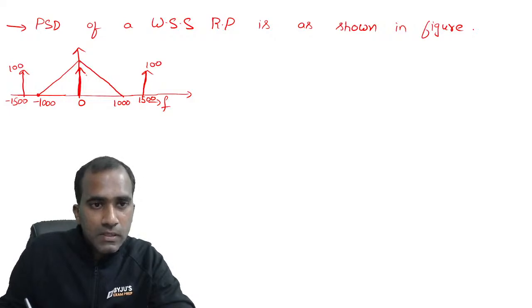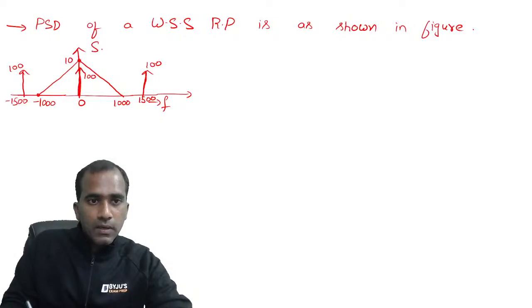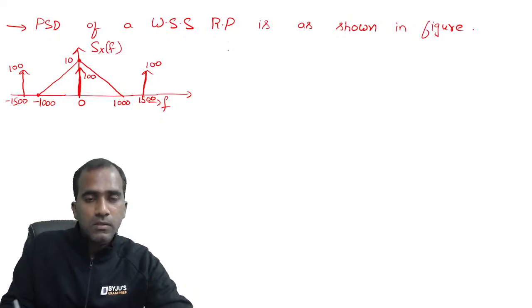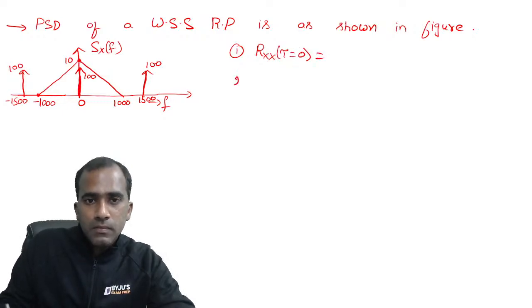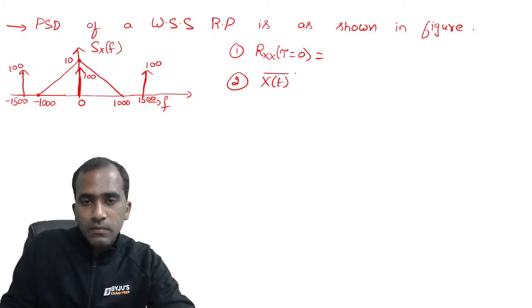The value beside the symbols is also 100 units. The height here is 10 units. What I've given is the power spectral density of the random process. Now the questions are like this. The DC power, or Rxx, sorry, not DC power, the total power. Second question is DC power, or DC value. Let me ask you DC value. Next, variance.